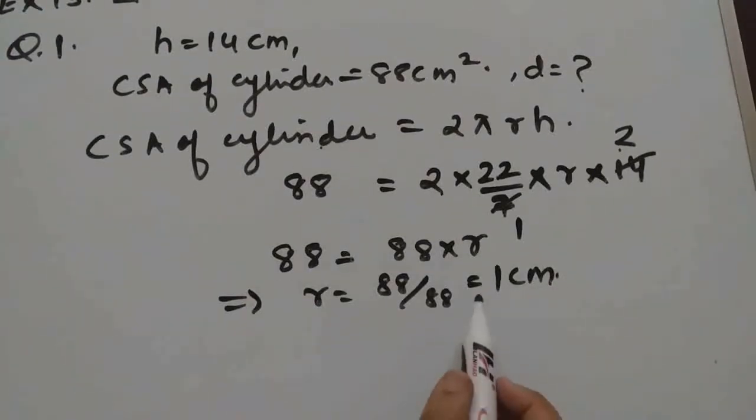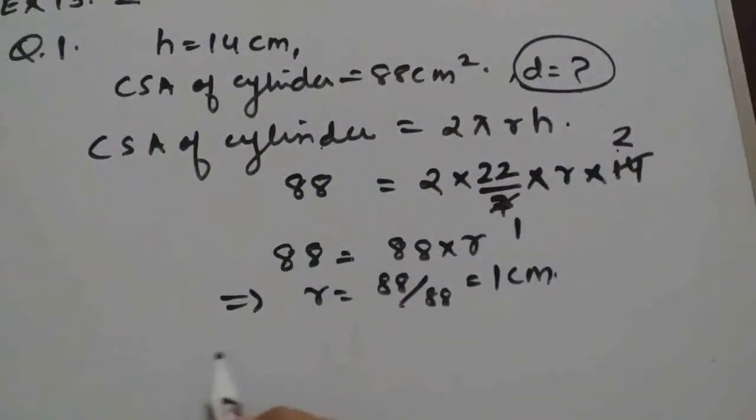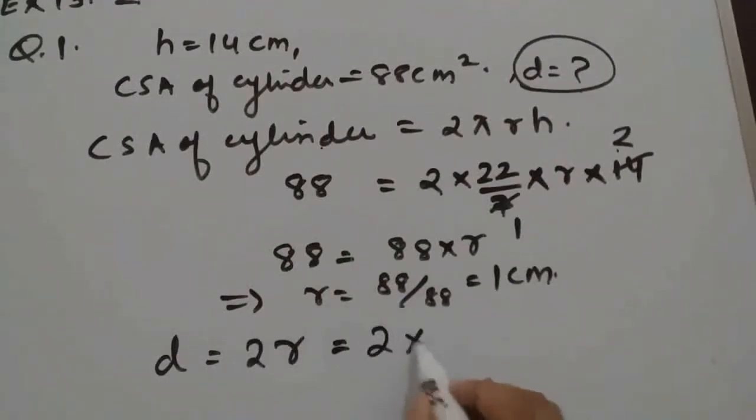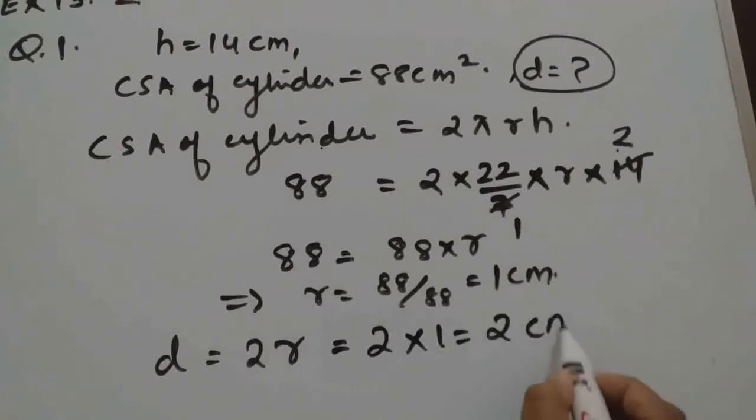But what should we find here? The diameter. So what is the diameter? It is 2 times r, isn't it? Diameter is twice the radius. So 2 into 1 will be 2 centimeters. So this is the required quantity.